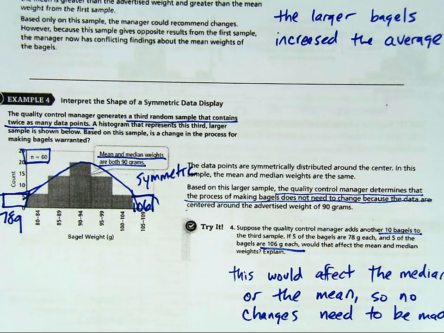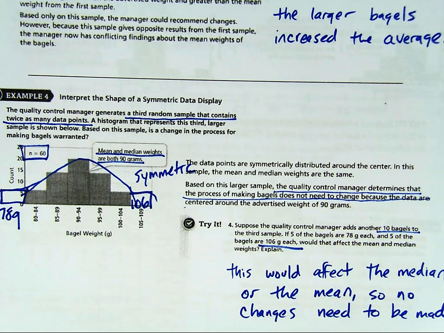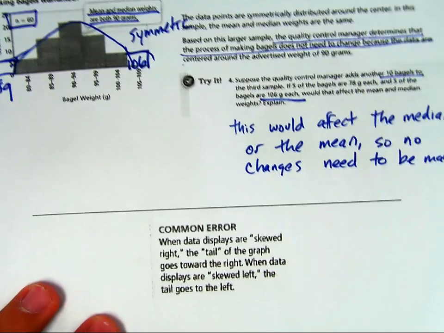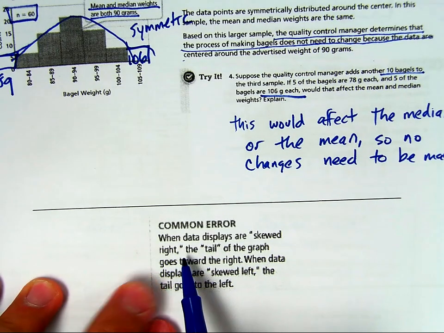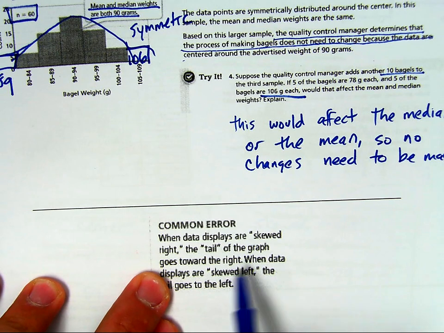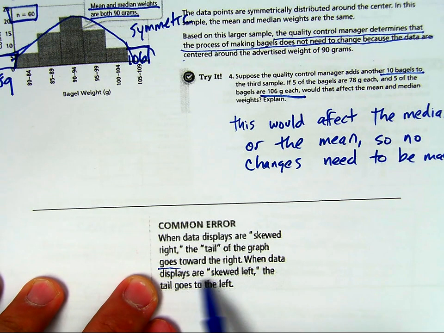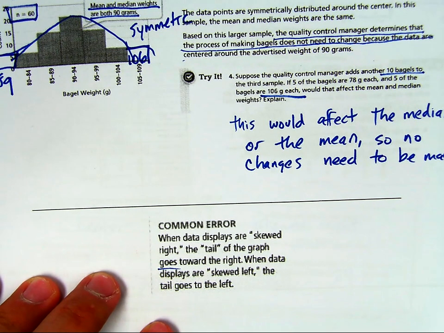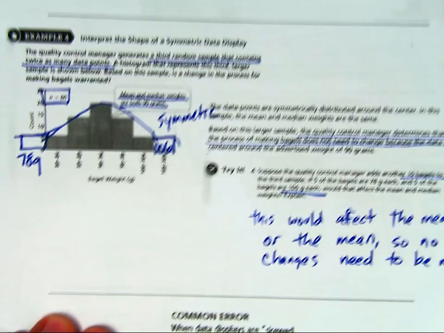All right. So just a little note down here. Okay, so when data displays are skewed right, the tail of the graph goes to the right. When data displays are skewed left, the tail goes to the left. Right, so it's whichever side the tail is on is where the skewing is. All right. Okay, and last example, we're just going to talk about this real quick.